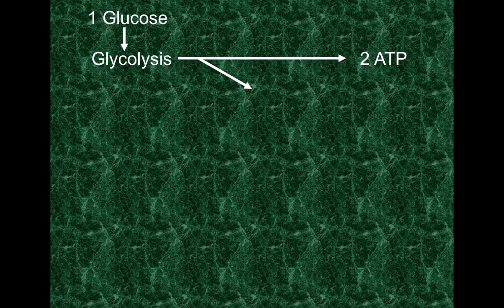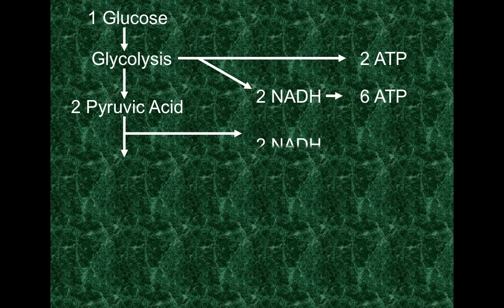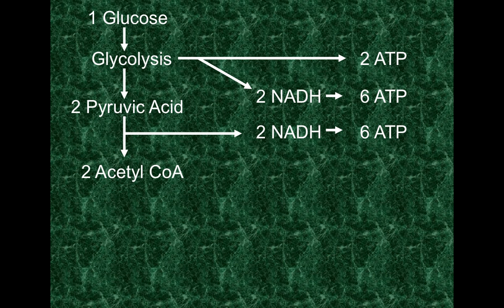So remember, we start back with 1 glucose and we go through glycolysis. Glycolysis produces 2 ATP and 2 NADHs. We just said each NADH makes 3 ATP, so I get 6 more ATP through the electron transport chain with that. Then glycolysis makes pyruvic acid. Pyruvic acid, through the process of the Krebs cycle, gets 2 more NADHs, which makes 6 more ATP. It turns into something called acetyl-CoA.